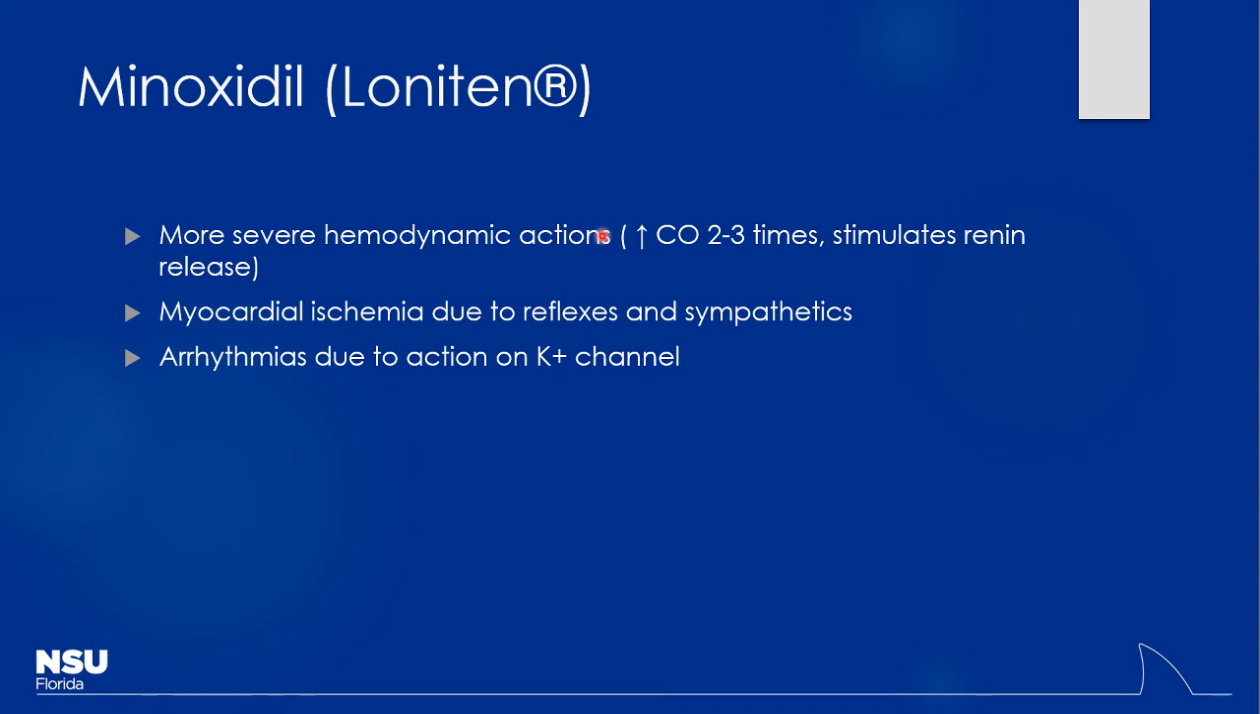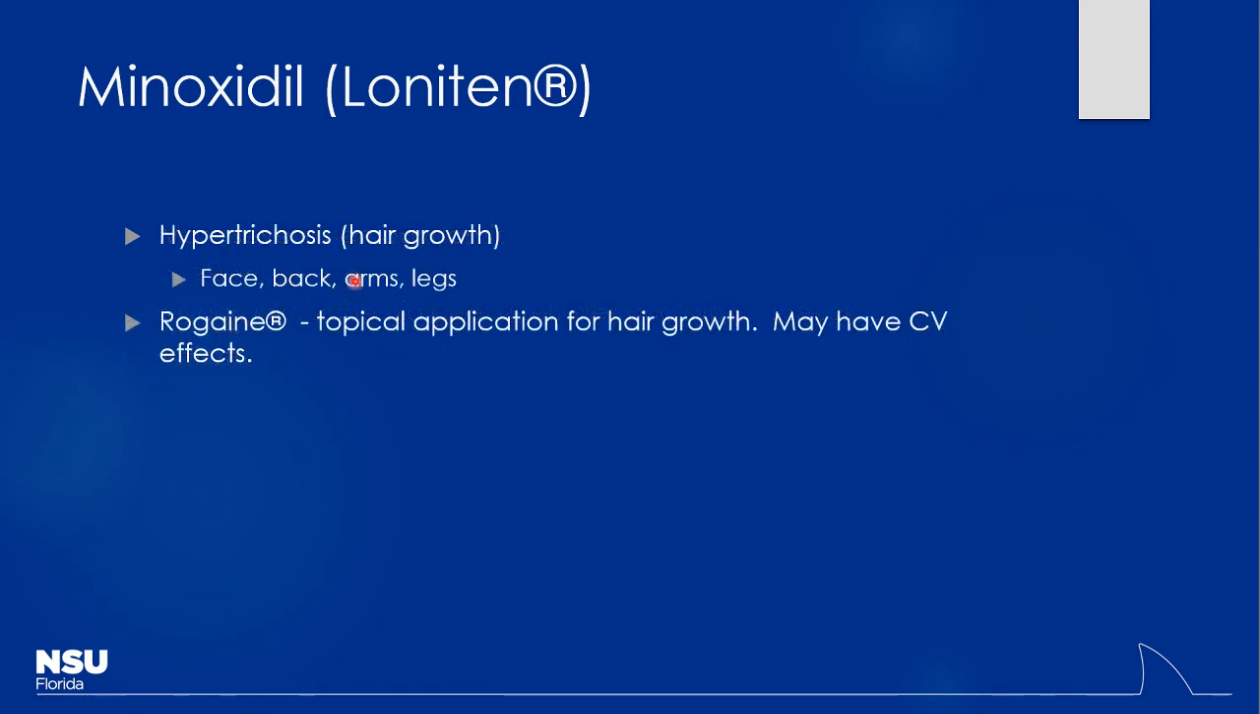So pretty interesting case there. Anywho, you can see arrhythmias though. Anytime you're mucking around with potassium efflux, you can see risk for things like ventricular arrhythmia. So that would be one thing to note here. Fortunately, that patient did not have any arrhythmias other than just sinus tachycardia from that vasodilation. As I mentioned, the hypertrichosis, you can see that on the face, the back, the arms, the legs.